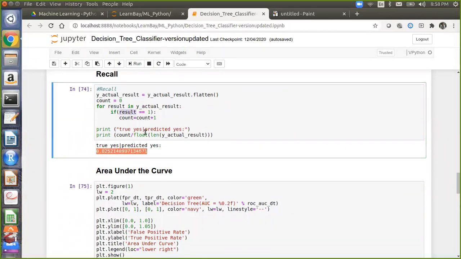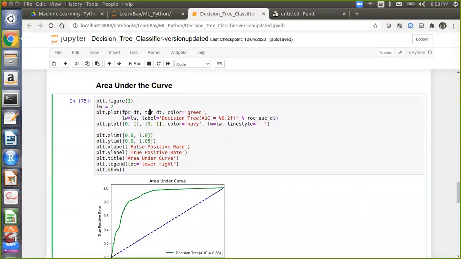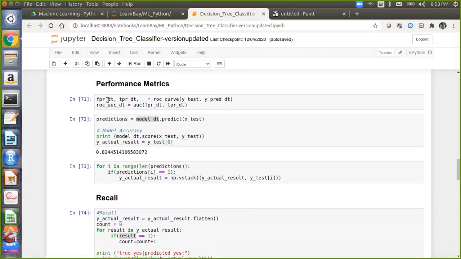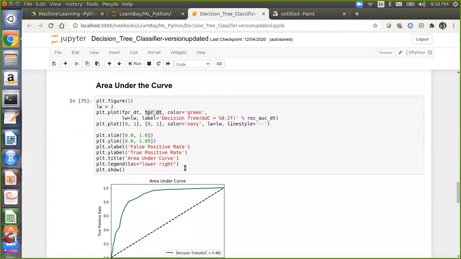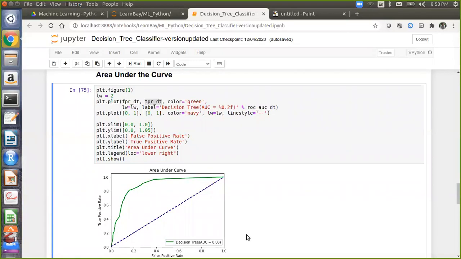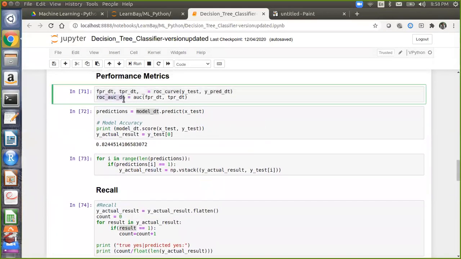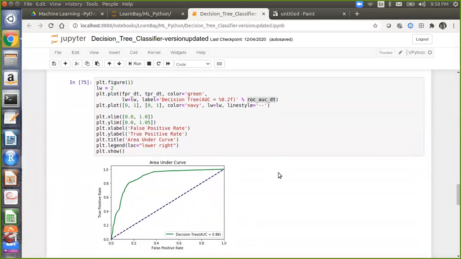This is a manual function I have created where I go into the data frame and calculate, but you can directly plot the area under the curve by passing the FPR and TPR values which you have calculated here. This is the most important thing. There is a library and it will show you the curve and the area under the curve value as well, 0.88. This 0.88 is coming from here, roc_auc_DT, which you calculated numerically in this function. So with these two lines I plot my area under the curve, which is 88%.